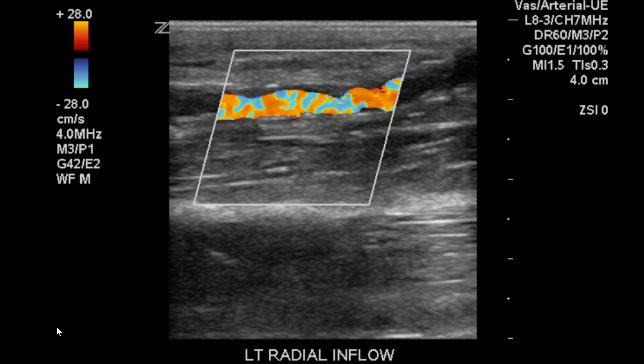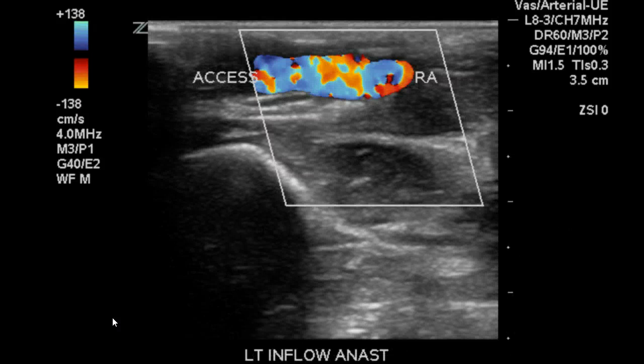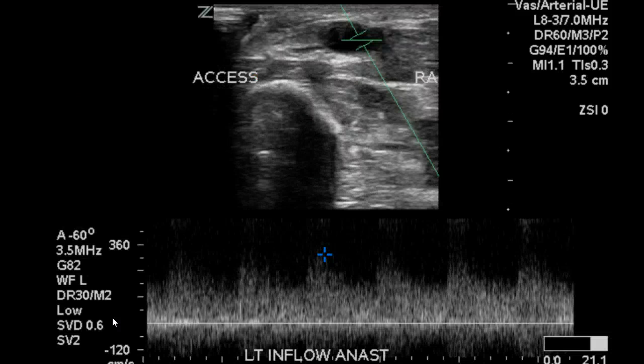In the first couple of images, you can see the sonographer starts with the radial artery in flow. This is a perfectly normal waveform, low resistant, even monophasic. This is perfectly normal for a pre-anastomotic artery waveform. Moving through the anastomosis.